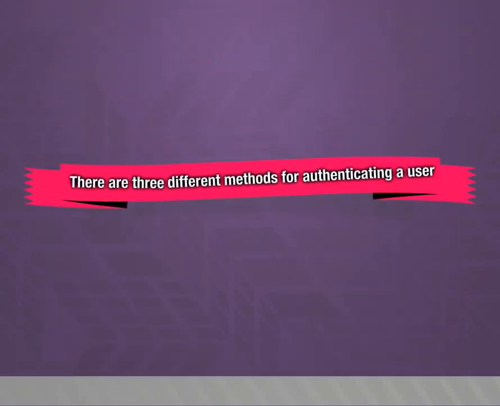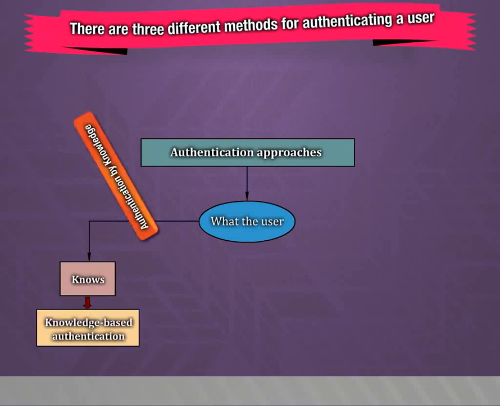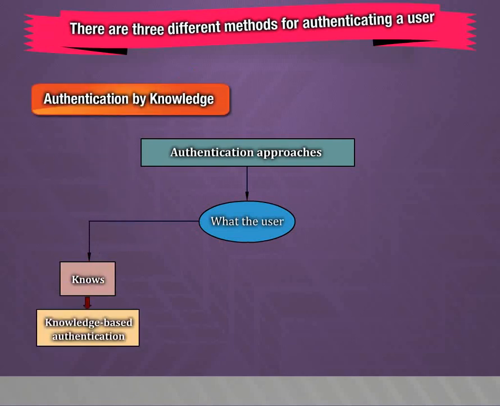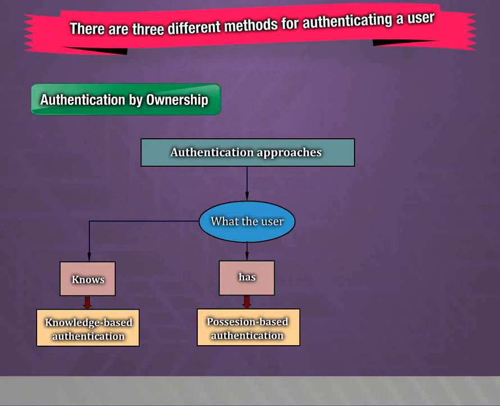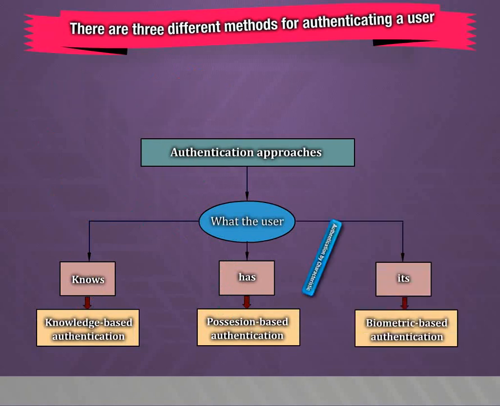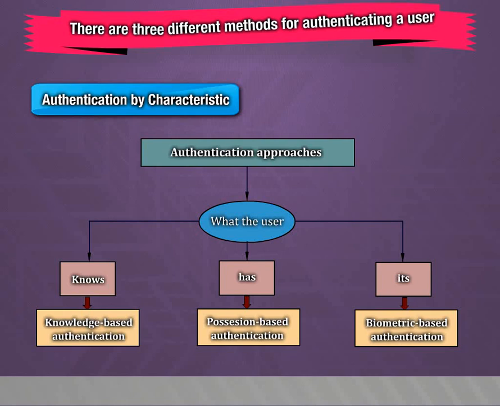There are three different methods for authenticating a user. Authentication by knowledge, first type. Authentication by ownership, second type. Authentication by characteristic, third type.